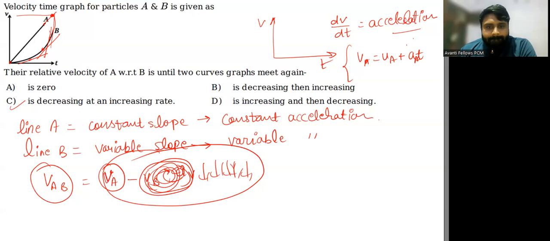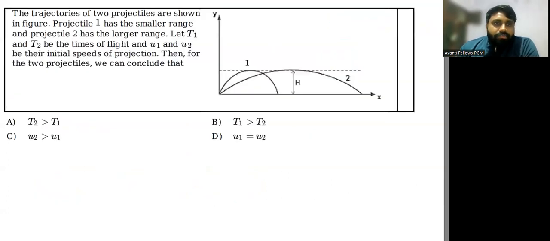Now, next question. The trajectories of two projectiles are shown in the figure. Projectile 1 has a smaller range and projectile 2 has a larger range. Now, let T1 and T2 be the times of flight and U1 and U2 be their initial speeds of projection. Now, for the two projectiles, we can conclude that.